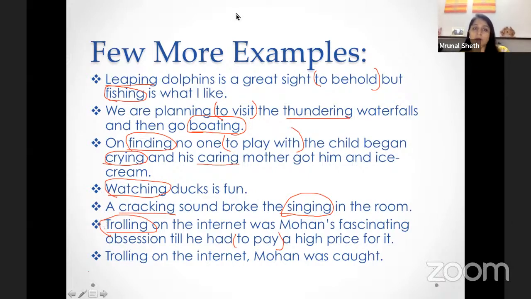Oh, I'm making a mistake. Wait. This is wrong. Okay, it has to be a participle here. Trolling on the internet. And here, trolling on the internet, Mohan was caught. So he was doing this.